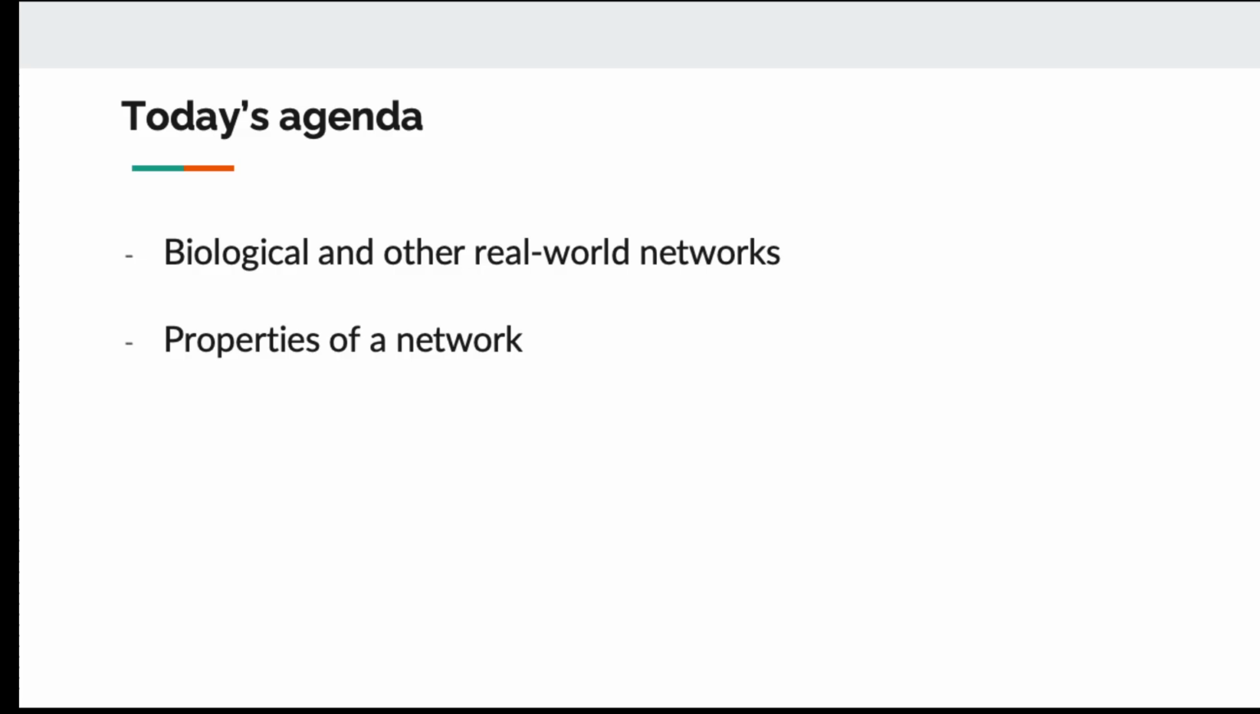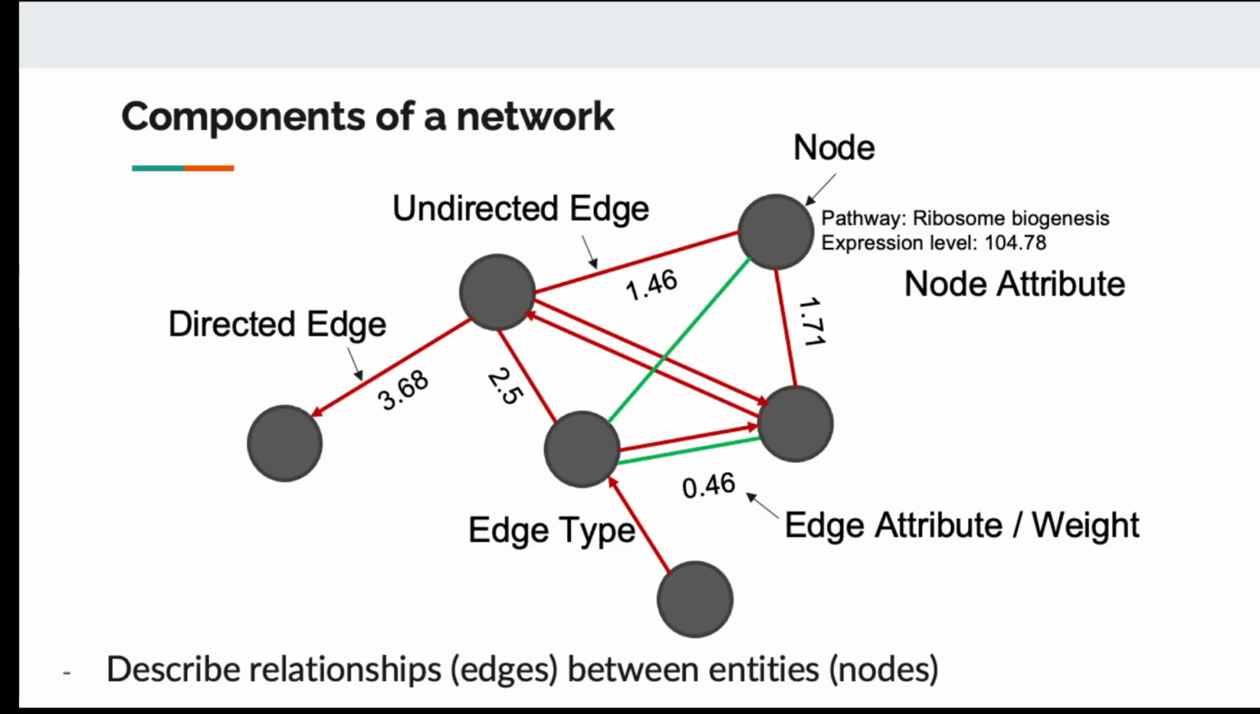So today's agenda is simple. We want to look at network-type data, both in biology and maybe some examples from the real world. And we look at the properties that they have and some applications that we can make. I think we already saw several examples of networks in this course.